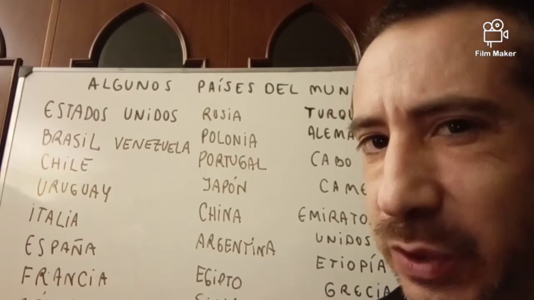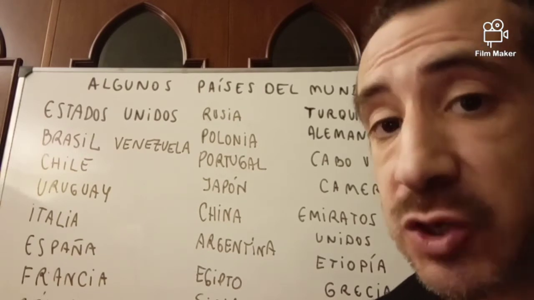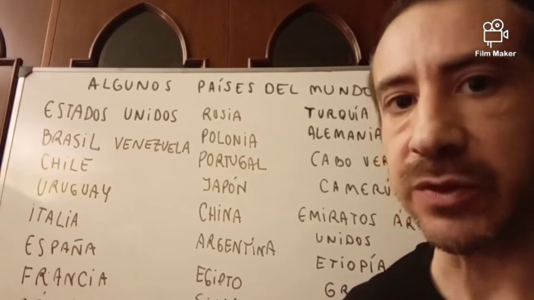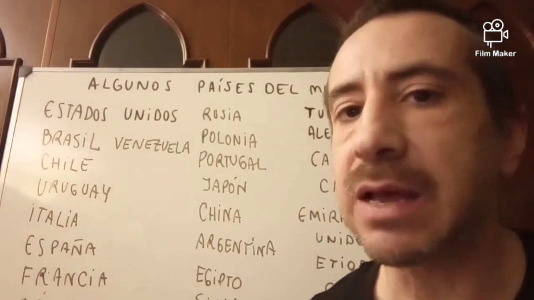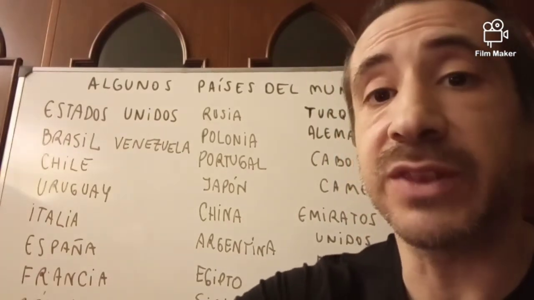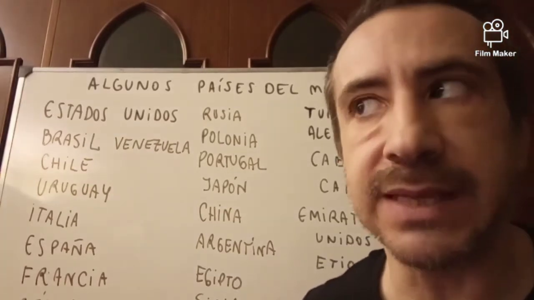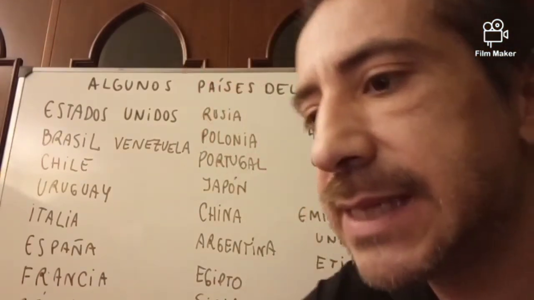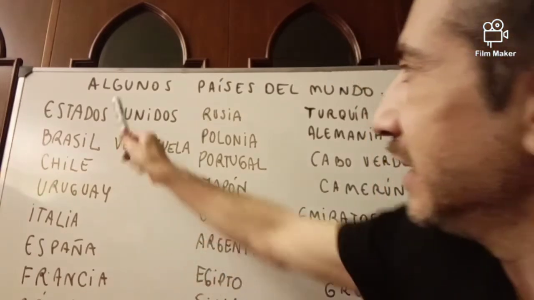In today's video we are gonna see the names of some countries, nationalities related to those countries, and the languages. In some cases they coincide with the name of the word for the nationality. In others they don't, of course. We are gonna see some examples.